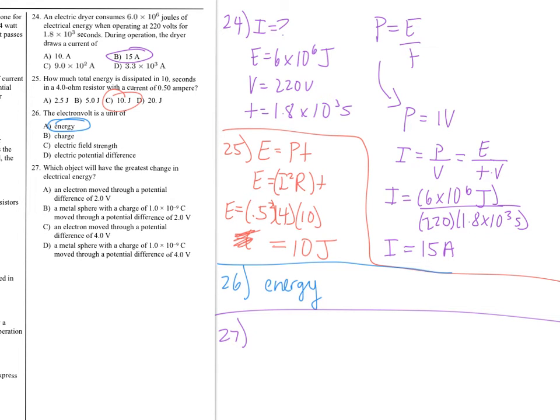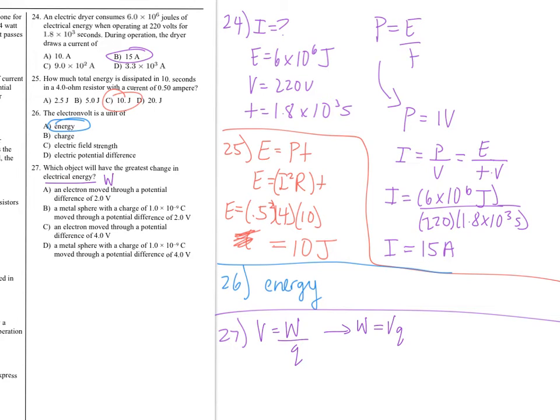This question utilizes this equation, where work is energy. It can also stand for electrical energy. So we're looking for the greatest electrical energy. When we multiply voltage and Q, we can get work, or the electrical energy.